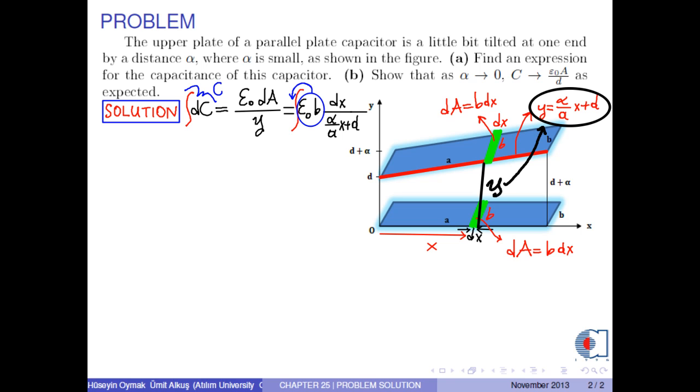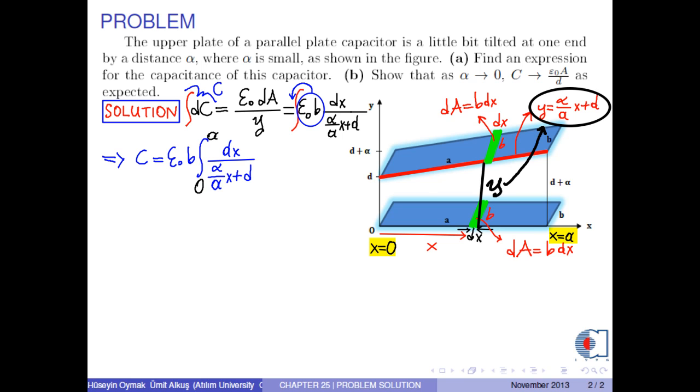Epsilon 0 and b are constant, and they can be taken outside the integral sign. The integral is over x. Therefore, the integral limits are 0 and A.